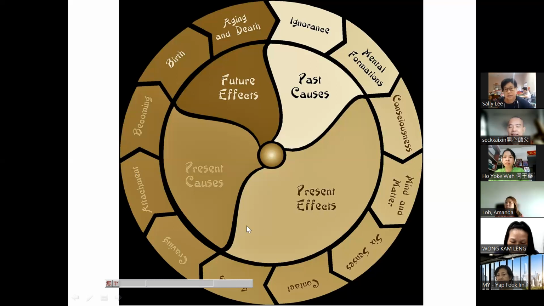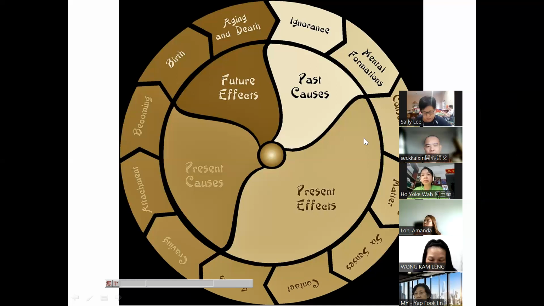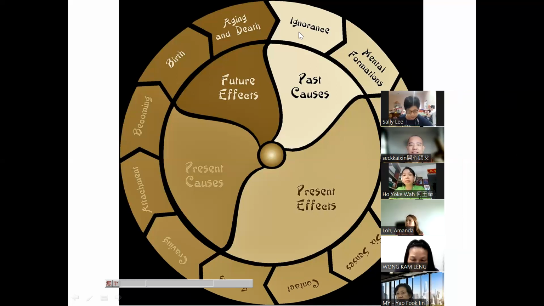Yes. Okay. And then one more example. When this appeared, that appeared. Could one more example? For example, ignorance, Sally. When ignorance appeared, what else will appear next? Mental formation. Yes, that's true. So that is the way.